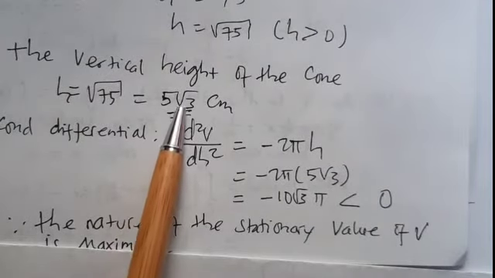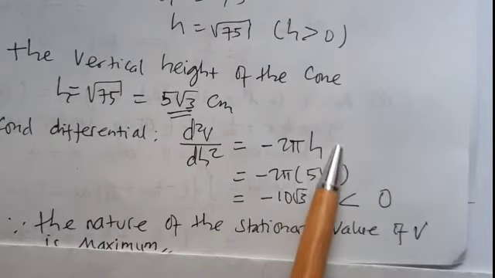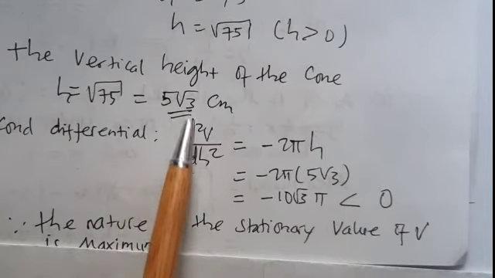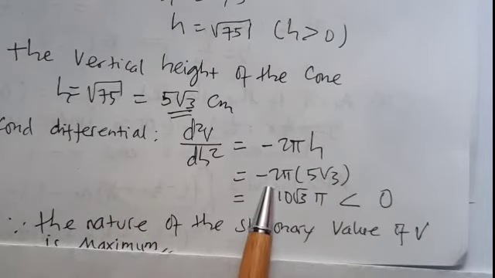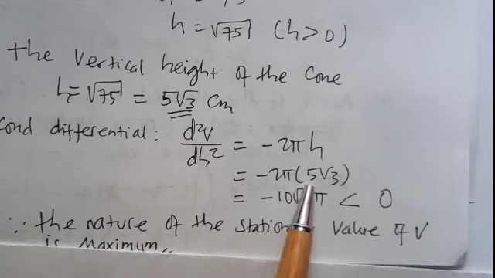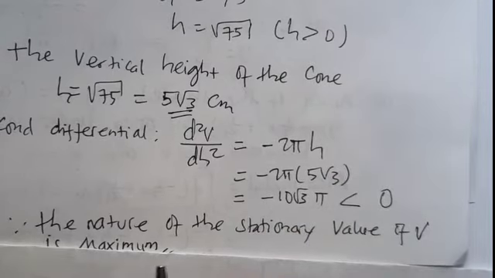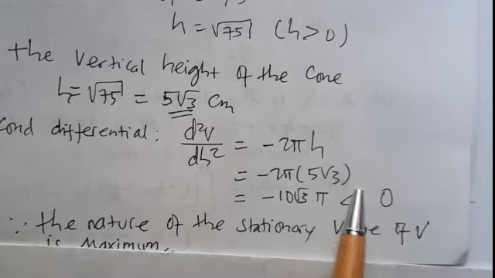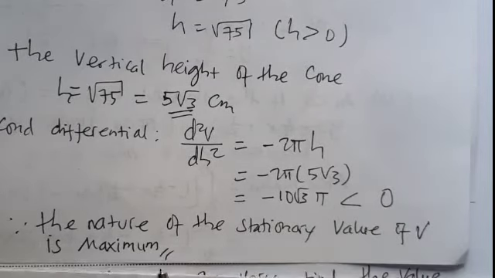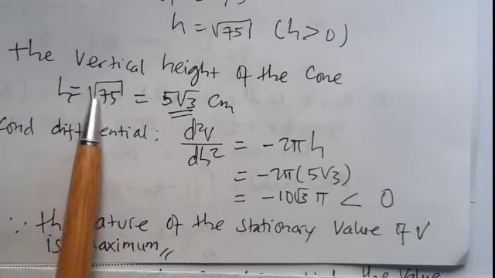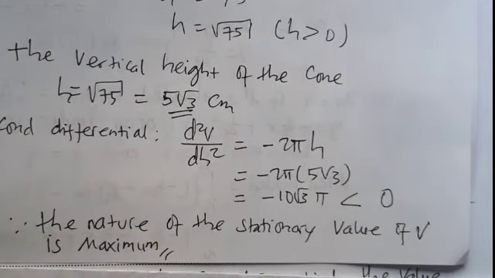Now, h is 5 square root of 3. Substitute h by 5 square root of 3. Thus, that is minus 2 pi times 5 square root of 3, that is minus 10 square root of 3 pi, and this is less than 0, or negative. Thus the nature of the stationary value of V is maximum when h is 5 square root of 3 cm.